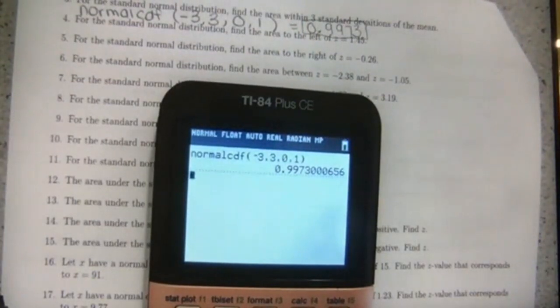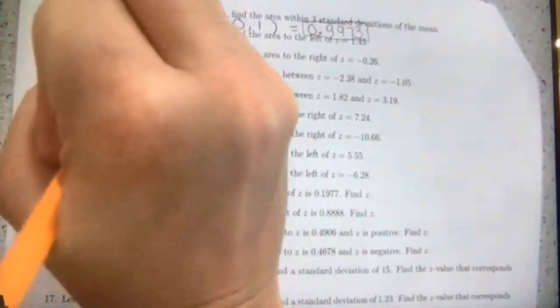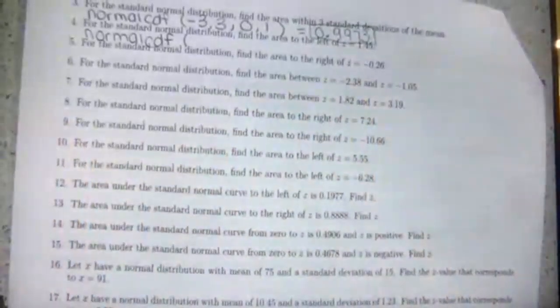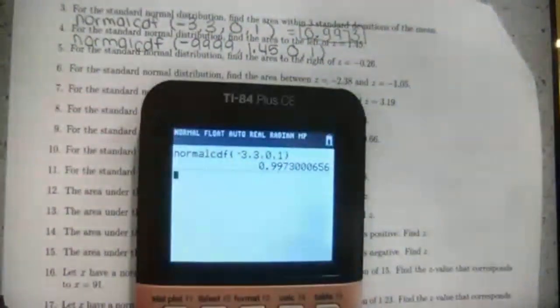Number 4, for the standard normal distribution, find the area to the left of z equals 1.45. And if you need to draw your little picture, go for it. But we're still going to do normal CDF. Because we're talking about the area to the left, we're talking about the left tail. So our lower limit's going to be -infinity. So I can plug that into my calculator as -99999. We're stopping at z being 1.45. It's standard, so our mean is 0 and our standard deviation is 1.